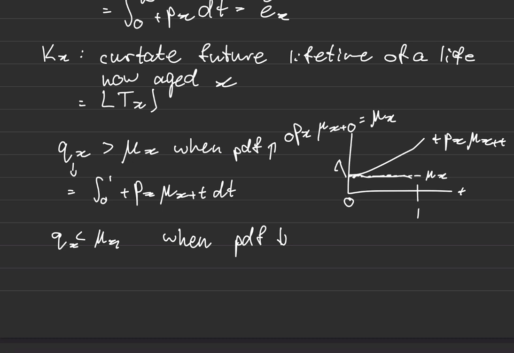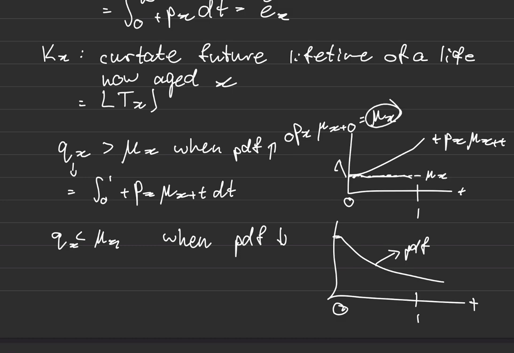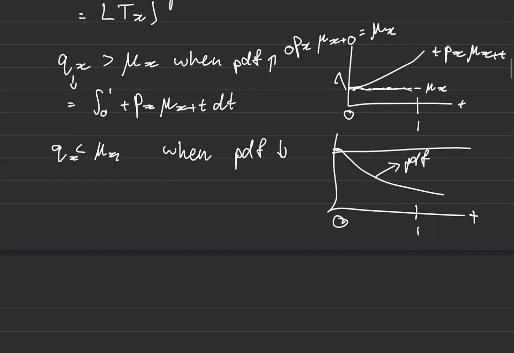Why? Well, it's because I then have a graph that looks something like this. So from time 0 to time 1, and then this is my PDF here, the tpx mu x plus t, this is my t axis, and at this particular point I have mu x. If I draw a constant line there and I integrate mu x from 0 to 1, I just get mu x, and if I integrate this PDF from 0 to 1, I get qx, which will be that area, and that area is smaller than that area, and so I can say this is true when the PDF is decreasing.